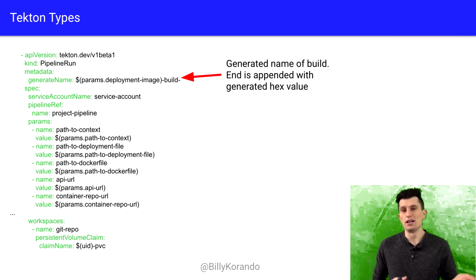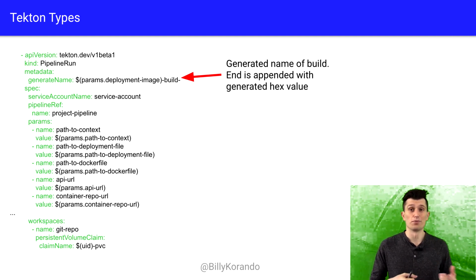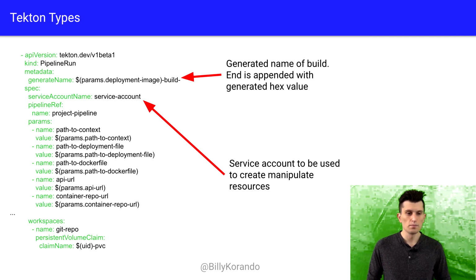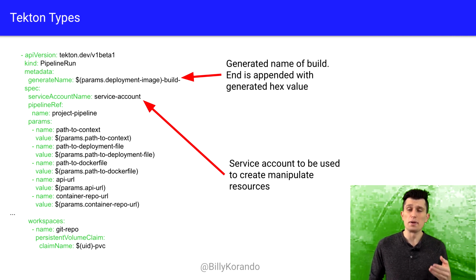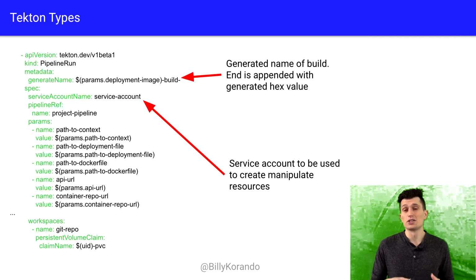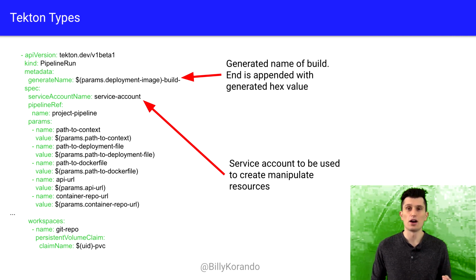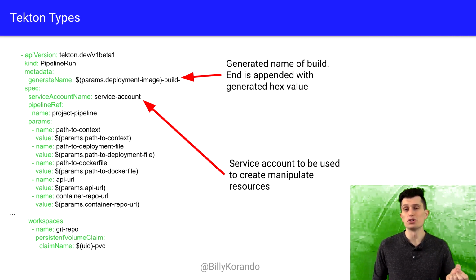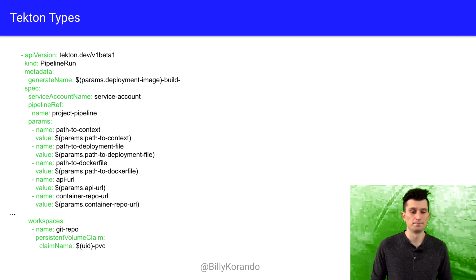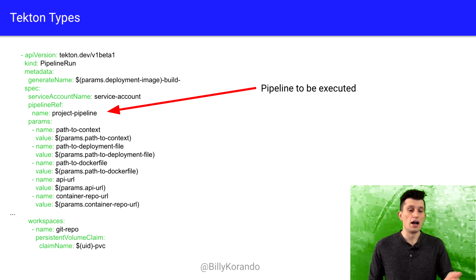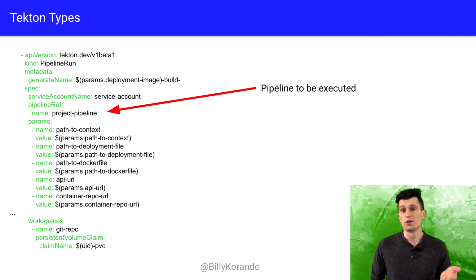But the name can also be helpful just to make sure it differentiates it from other projects you might be running. You also have to reference a service account because Tekton is going to be creating resources, creating containers and everything as it's running, because it's going to be running those steps. So it needs a service account to have privileges to be able to do that on the Kubernetes cluster. And then you just reference the pipeline you're going to want to execute.